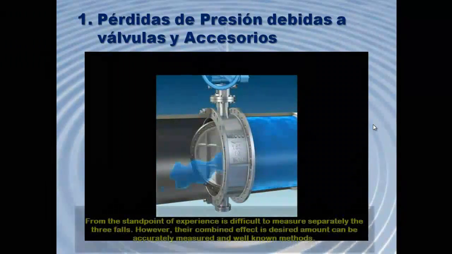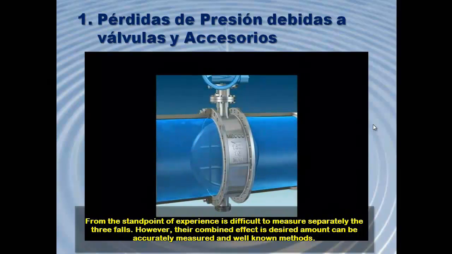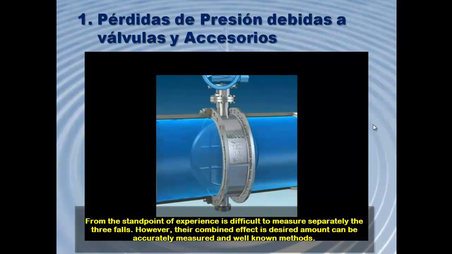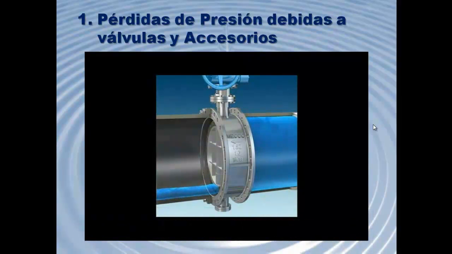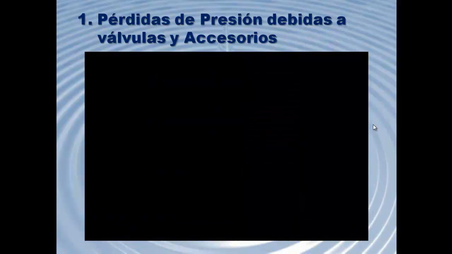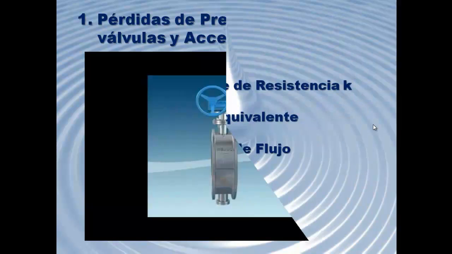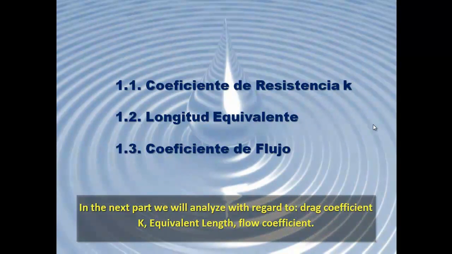From the standpoint of experience, it is difficult to measure the three separately. However, their combined effect can be accurately measured with well-known methods. In the next part, we will analyze the resistance coefficient K, equivalent length, and flow coefficient.